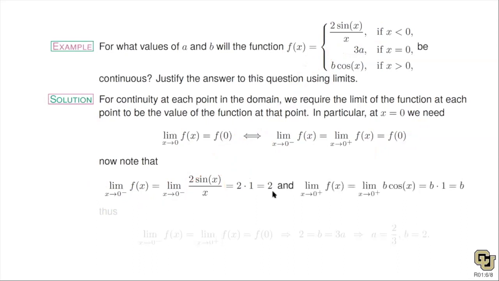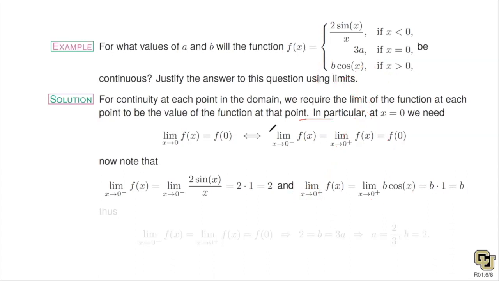For the limit from the right, remember, x approaching 0 from the right means x is bigger than 0. So I'm going to use this function in my limit. And it's a limit, just plug in the number. So I take x and plug in here, b times cosine of 0 is just 1. So the limit from the right is b.